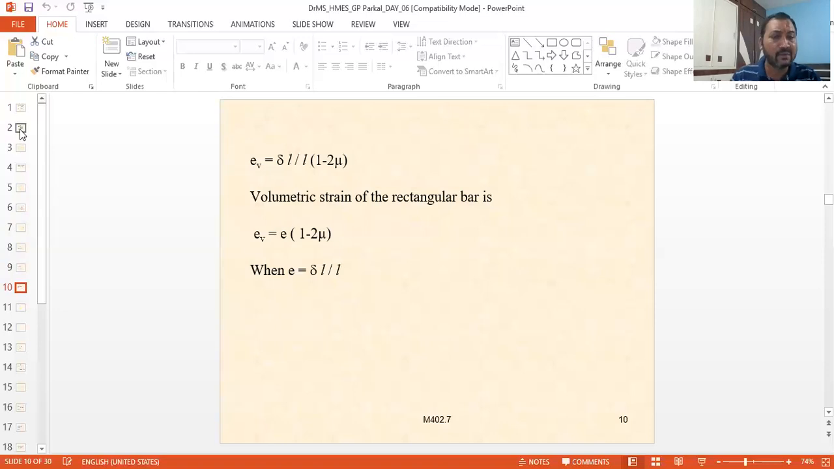So EV is equal to the linear strain, which is delta L by L, into 1 minus 2 mu. This delta L by L is nothing but the linear strain E. So EV is equal to E into 1 minus 2 mu, where E is equal to delta L by L. So this is the equation for the volumetric strain of a rectangular bar when it is subjected to an axial force of P and having the dimensions L, B and T.